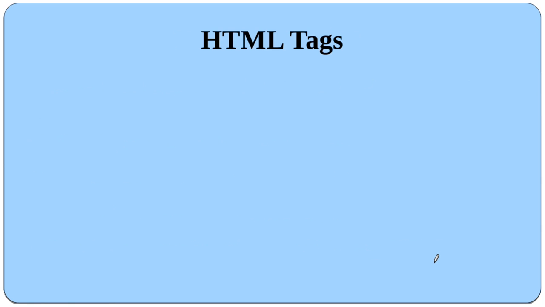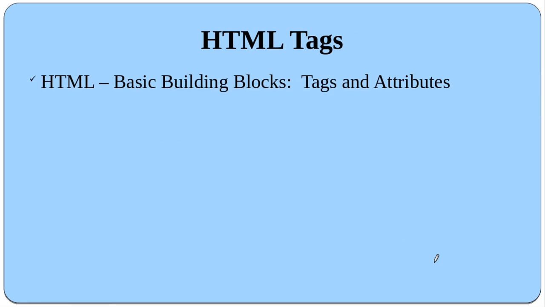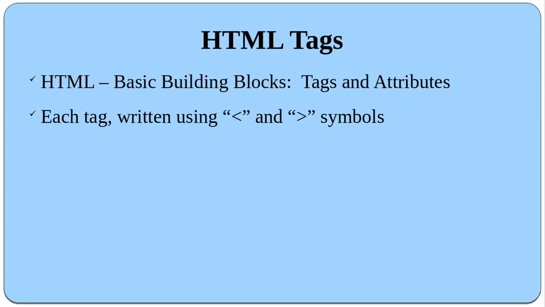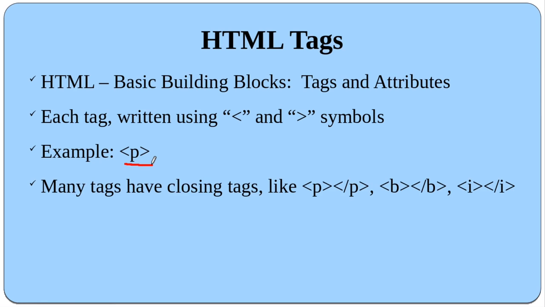HTML tags. In HTML, tags and attributes are the basic building blocks. Each tag is an element written using less than and greater than symbols. For example, the paragraph tag P is written as less than symbol P and greater than symbol. Generally, many tags have closing tags, like the paragraph tag P, whose closing tag is /P.